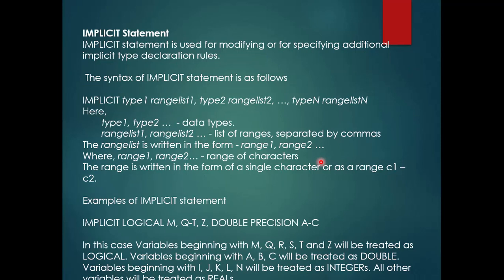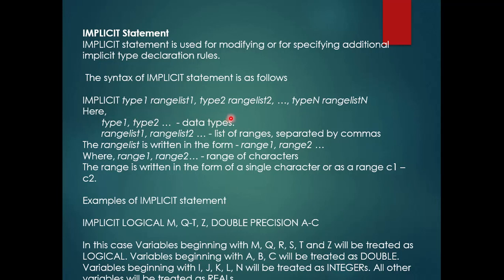Similarly, how do we write the implicit statement? There is a particular syntax. Syntax is something called a grammar. The implicit statement is used for modifying or specifying additional implicit type declaration rules. The syntax is: implicit, then type 1, range list 1, comma, type 2, range list 2, and likewise.